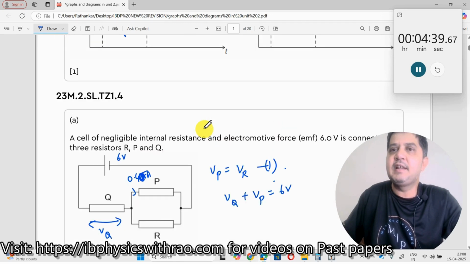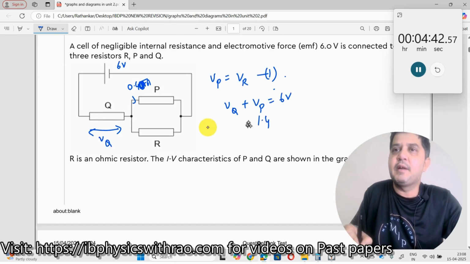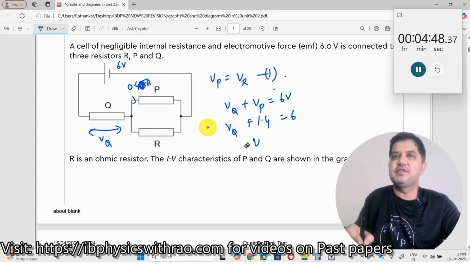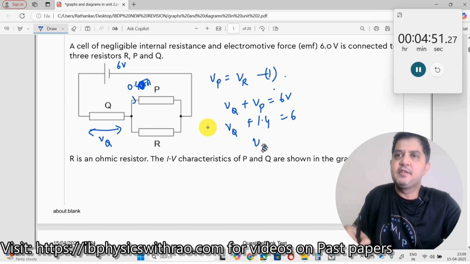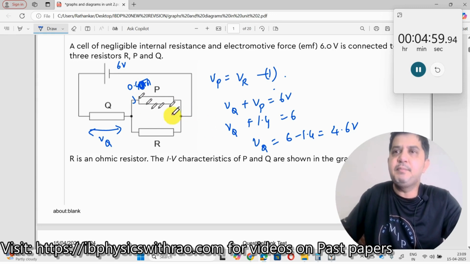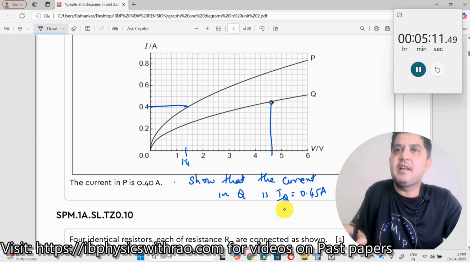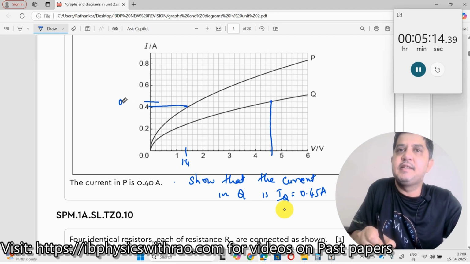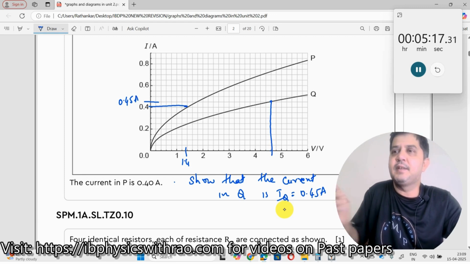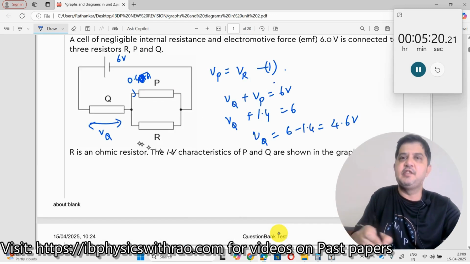So I will now write this as 1.4 plus VQ is equal to 6. In fact, I'm solving the whole question because this question appeared to be a bit tricky. So VQ is equal to 6 minus 1.4, which is equal to 4.6 volt. We have got the voltage at this point. Now from the graph once again, at 4.6 volt, where is 4.6? 4.2, 4.4, 4.6 are somewhere over here. Drop a perpendicular here, it will intersect this line, and find the corresponding current. When you find the corresponding current, you get 0.45 amperes, right? So therefore, this answer is 0.45. We have proved this.